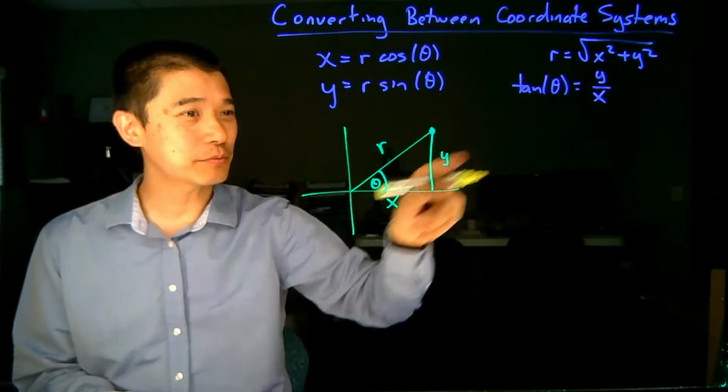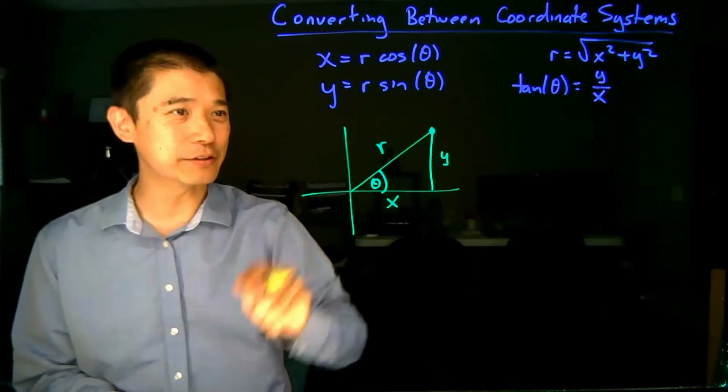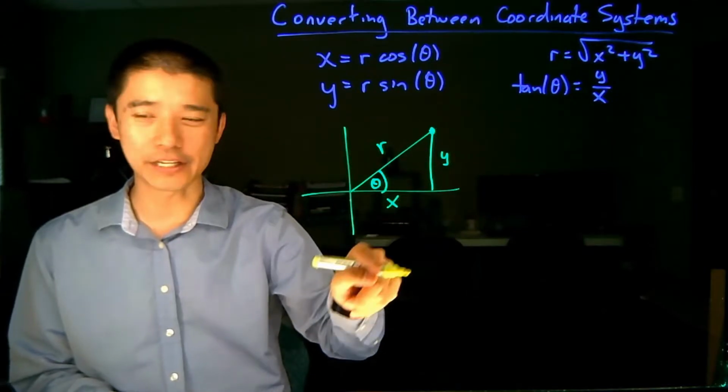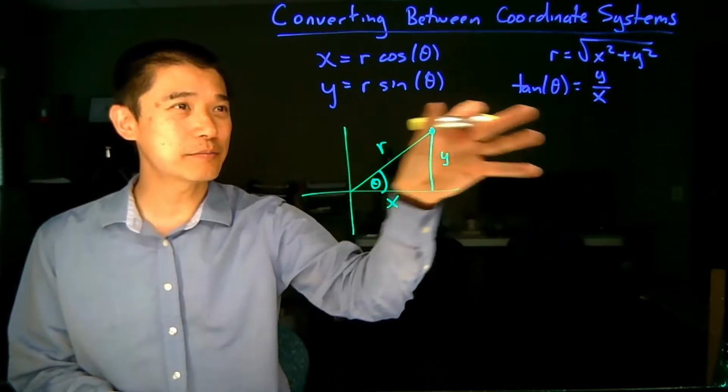And this actually is the same picture. r is equal to the square root of x squared plus y squared. That's the Pythagorean theorem. Tangent theta equals y over x. Tangent is opposite over adjacent. And so this picture actually relates both of these together.